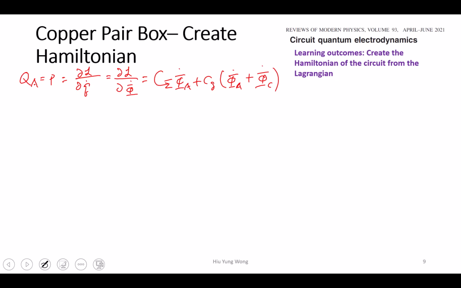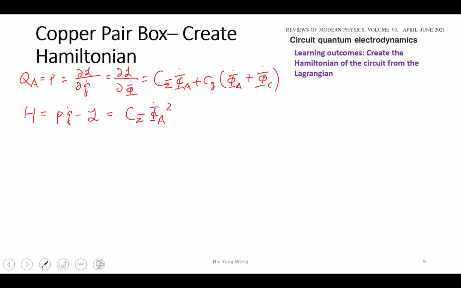And then how do you construct the Hamiltonian? Just use the equation I gave you before. It's equal to p q dot minus the Lagrangian. So what do I need to do? Again, what is q dot? Q dot is phi A dot. So just multiply the whole term here by phi A dot. This is going to be C summation phi A dot squared, because I'm multiplying the whole term by phi A dot. Oh no, I'm sorry, I made the mistake again. Our goal is not to keep the phi A dot. What is our goal? Our goal is to keep the p but remove the q dot.